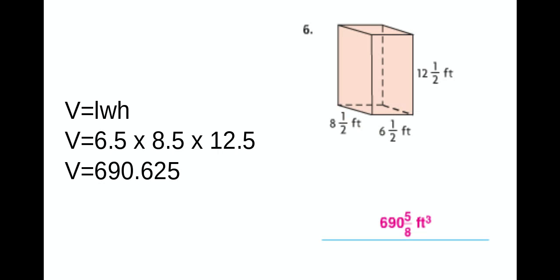Right, this is the third one. It says number 6, but this is number 3. Just take all those numbers. I would just make them decimals. So 6.5, 8.5, and 12.5, multiply them all together. You end up getting 690 and 625 thousandths feet cubed. 625 thousandths is equivalent to 5/8. And like I said, customary measurements primarily deal with fractions. So try and make it a fraction, but it's okay if it is not.